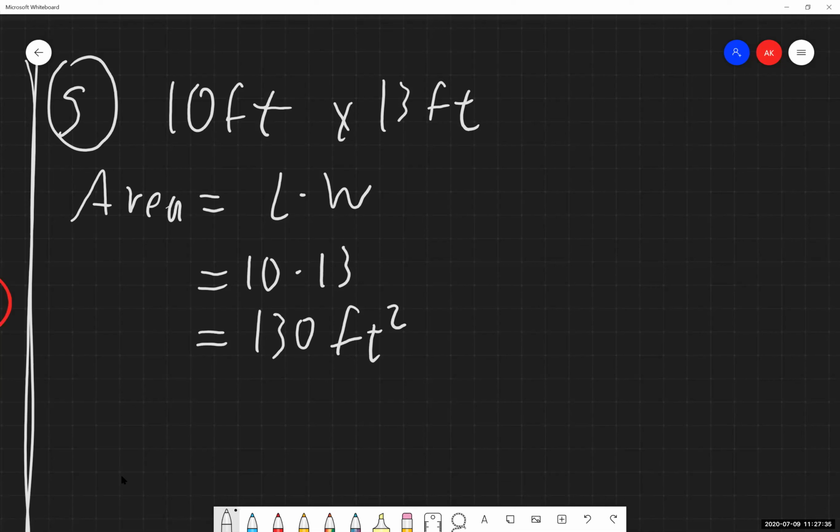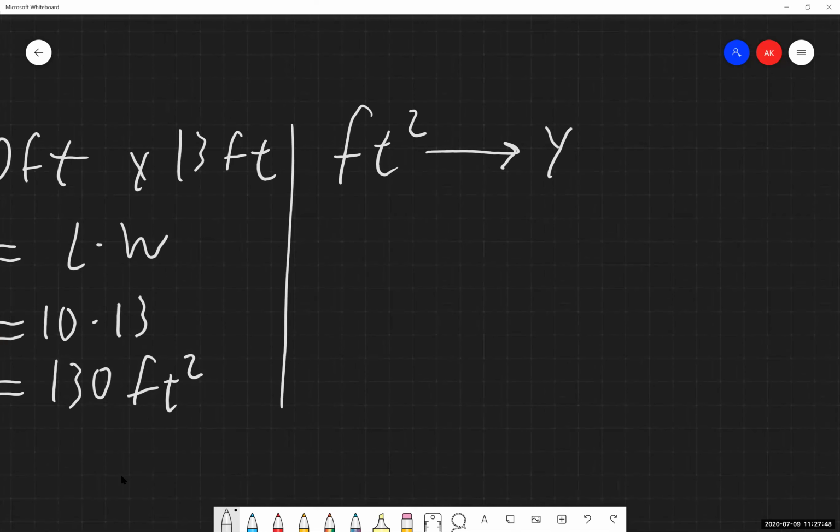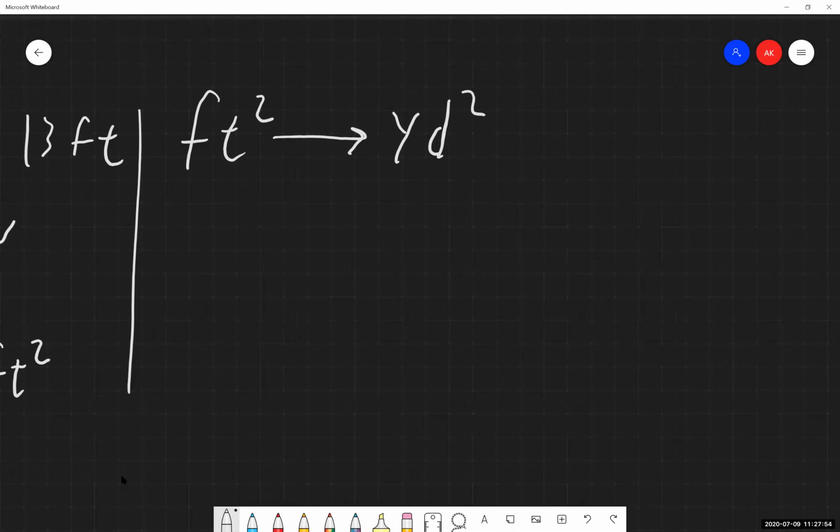So again, now we're trying to figure out, okay, we've got that square feet. What unit are we starting with? What unit are we ending with? So we're starting in square feet. We are ending in square yards. So this is an instance where I think the fraction version of this is a little bit easier to work with, at least in my opinion. But again, it's your choice on which one you would like to use. So I'm going to work with the fraction version.